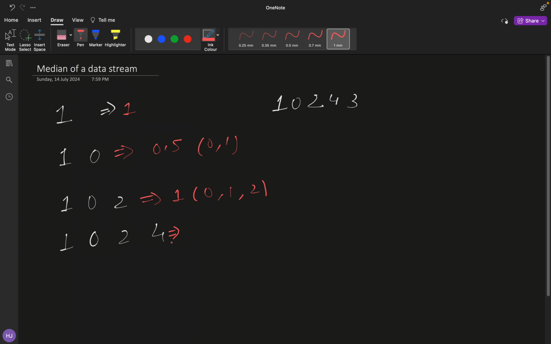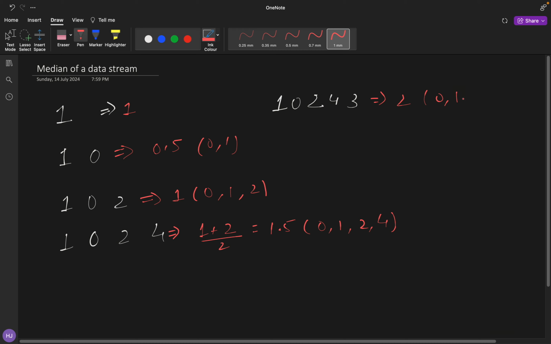Now talking about 1, 0, 2, 4, the median would be 1 plus 2 divided by 2, which is equal to 1.5, and the sorted order of this is 0, 1, 2 and 4. And now talking about this last stream, my median would have been 2, and the sorted order would have been 0, 1, 2, 3 and 4. So we are done with this knowledge.